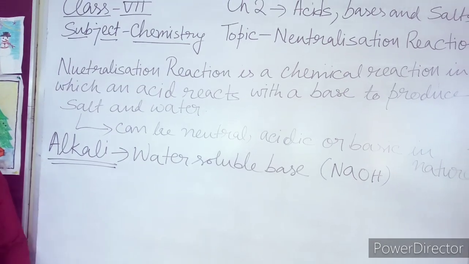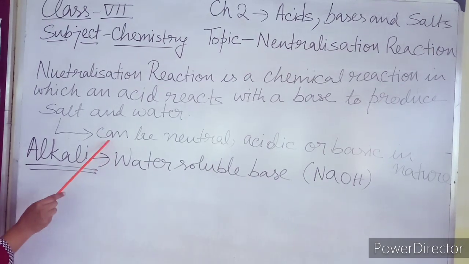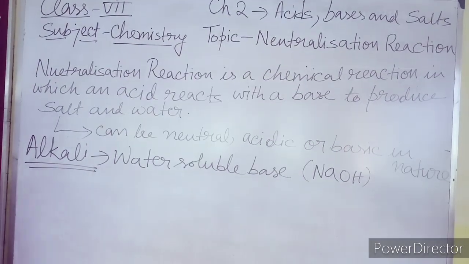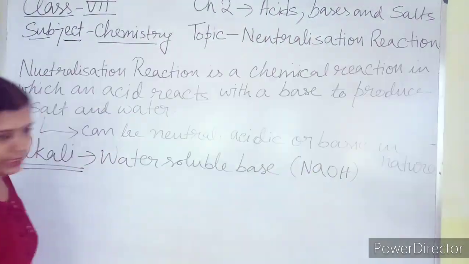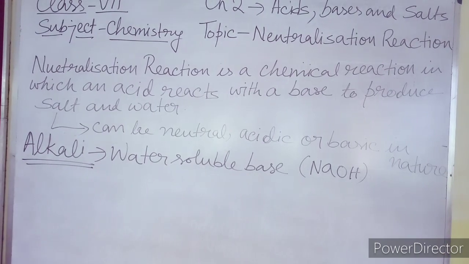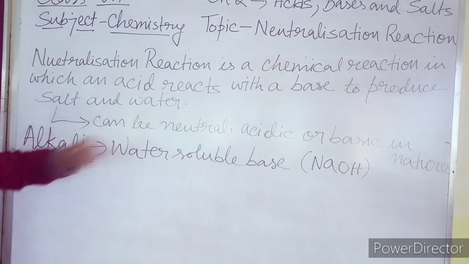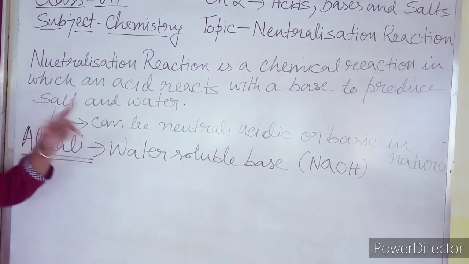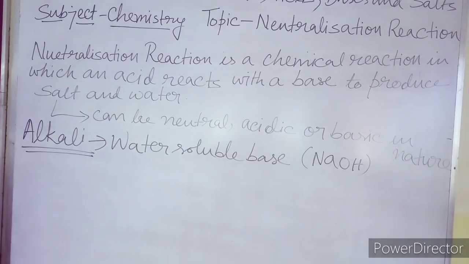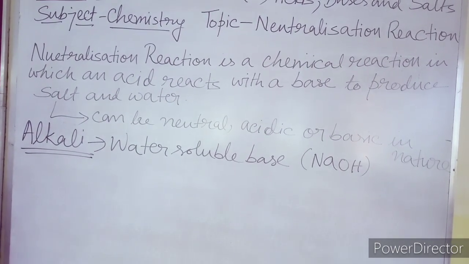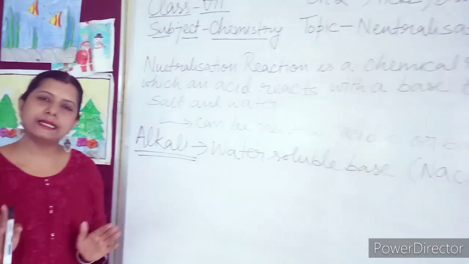Another important point I want to say is that the salt produced here can be neutral in nature, it can be acidic in nature and it can be basic in nature. Now how to find out? For finding, definitely we can use indicators. But when is a neutral salt, when is an acidic salt and when is a basic salt coming? When both acid and base are strong acid and strong base, they react with each other to produce a salt which is completely neutral in nature.